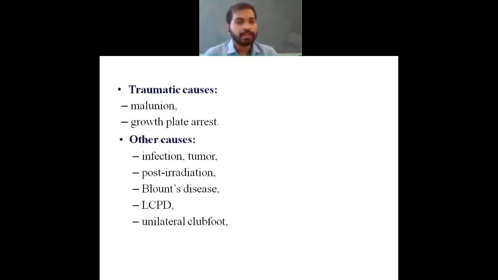Then unilateral club foot also. Club foot, you know that from first year. You have covered club foot, CTEV. So unilateral, that means one side CTEV also it may affect. Shortening you may find.